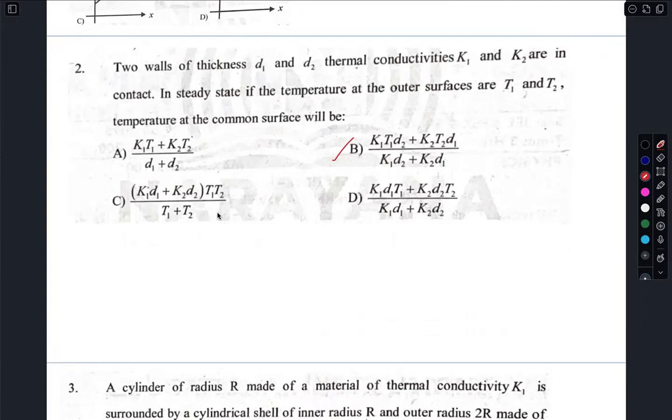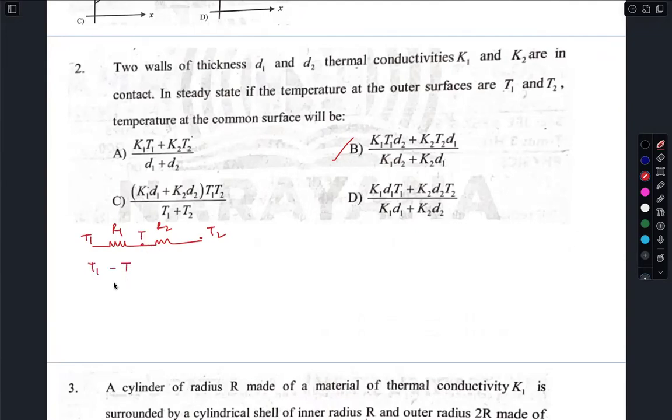Next, two walls of thickness D1 and D2, thermal conductivities K1 and K2, are in contact in steady state. The temperature of the outer surfaces are T1 and T2. I am seeing the question like this, where this is T1 temperature, this is T2 temperature. They want the junction temperature. This is R1 and this is R2. Remember, this temperature is T and that is what I want.